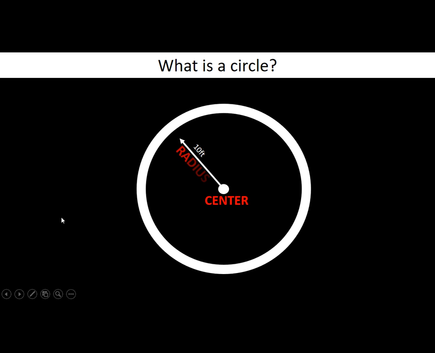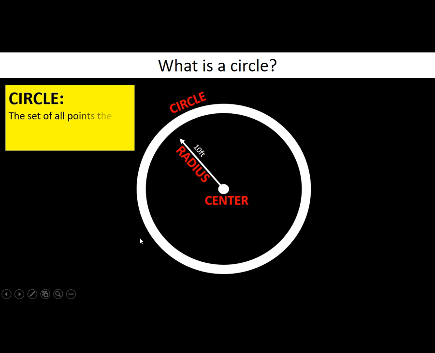A circle is a set of all the points that are a certain distance away from another point. In other words, we start with the center, which can be just any point, and the circle is every point that's whatever distance, the radius, away from that point. That's what a circle is.